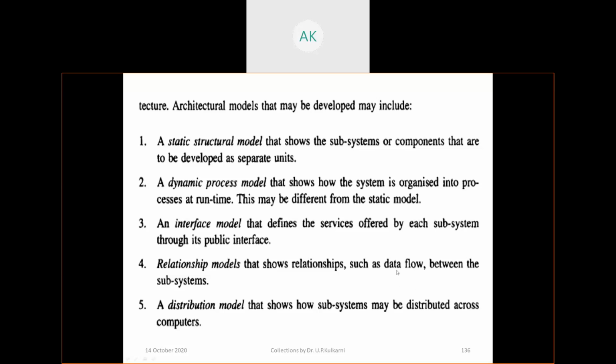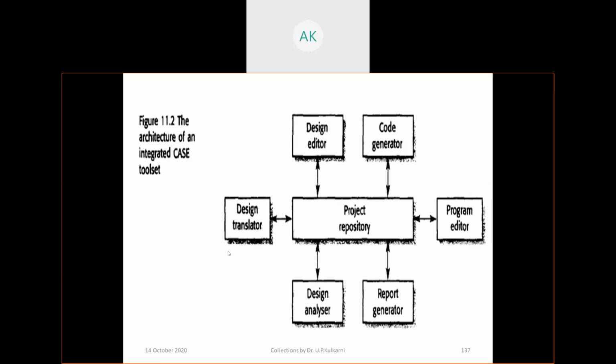Then the static model shows how subsystems or components are to be developed as separate units. A class diagram is the best example, the structural model. Now look at one simple example, the architecture of a particular system. You have different components: design editor, code generator, program editor, report generator, design analyzer, design translator, and a common repository called the project repository. This can speak about the architecture.